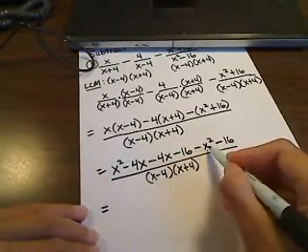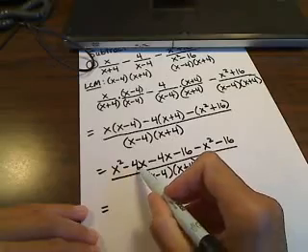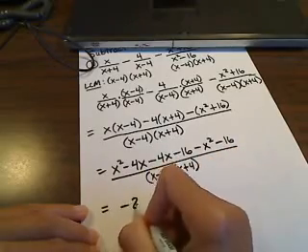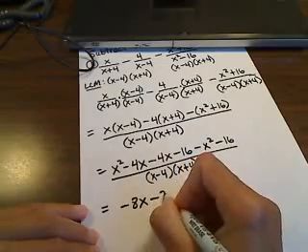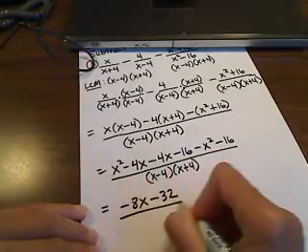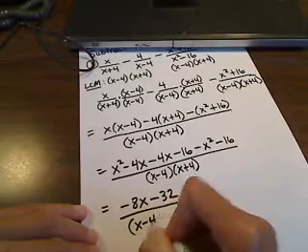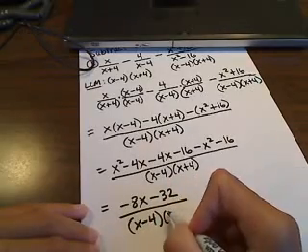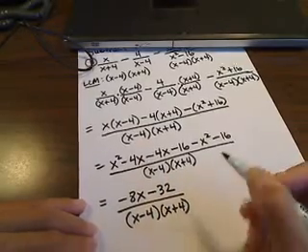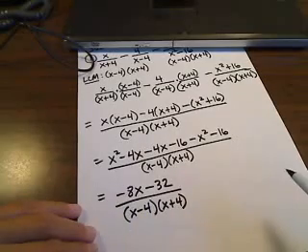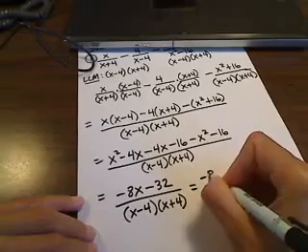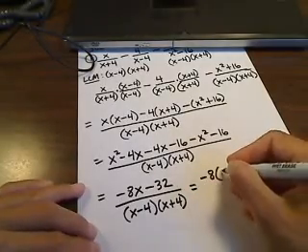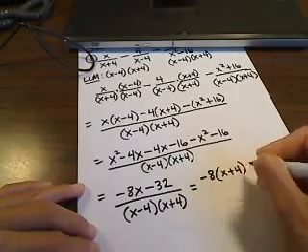X squared minus x squared adds to be 0. We've got a negative 4x, a negative 4x is a negative 8x. And then negative 16 is negative 32. And actually, that will go one step further because you can see in the top that there's a common factor of an 8. And because the leading term is negative, I'm actually going to pull out a negative 8. And I'll be left with an x plus 4.